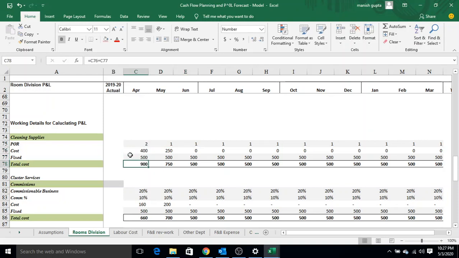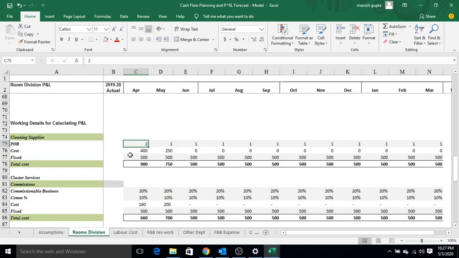Now the benefit of doing this breakdown is that tomorrow you will be able to explain it to the owners or to the managers. If your last year cost was 800, why have you budgeted for 900? Because you have a breakdown: fixed cost plus the occupied room cost based on the estimated occupied rooms.